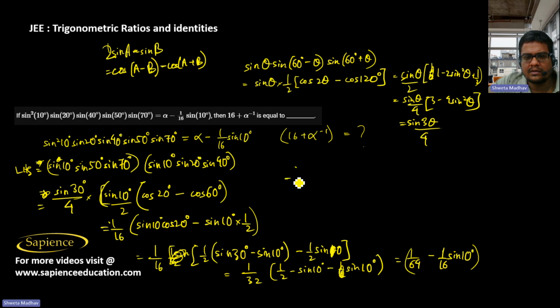So therefore the value of alpha is nothing but 1 by 64. So therefore now 16 plus alpha to the power minus 1, that will obviously be 64. So 16 plus 64 will be equal to 80. So the answer is 80.